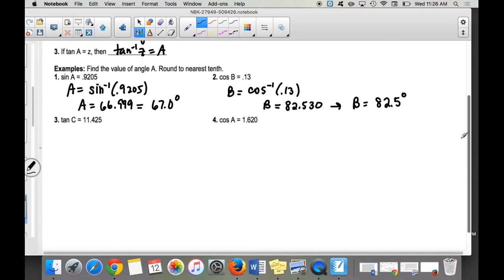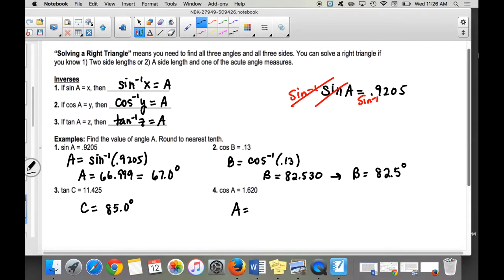All right. Inverse tangent of 11.425. What did you guys get for C? 85.0. Did you guys get that? And then this last one, when you try inverse cosine of 1.620, it says there's something wrong. Mine says error domain. Does yours all say error domain? Why is that? Because sine and cosine can't be bigger than 1. So he noticed that without even doing that. If you get error, that's what's happening. So we'll write not possible.